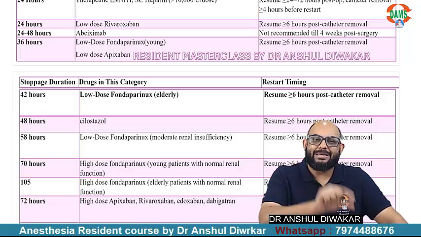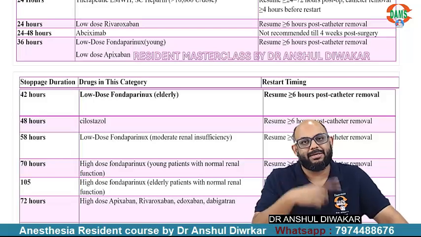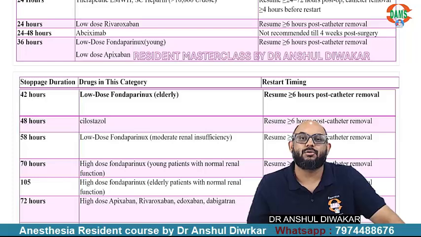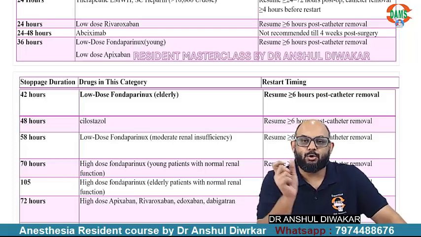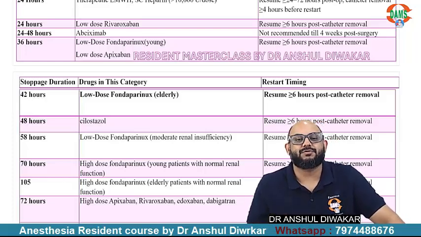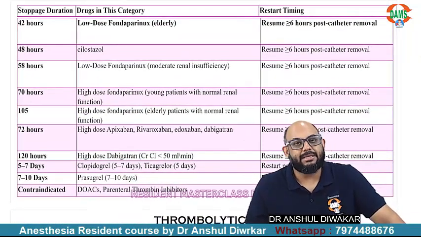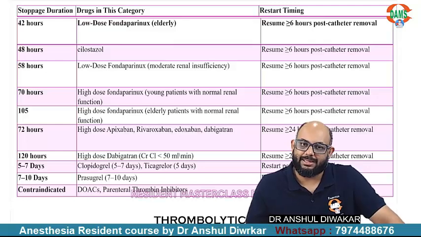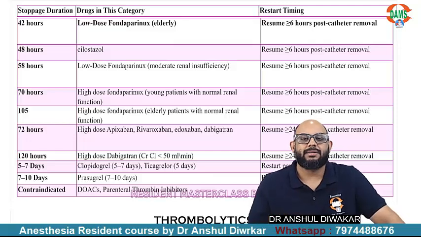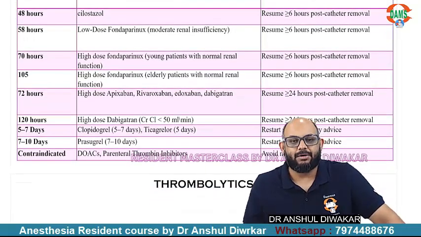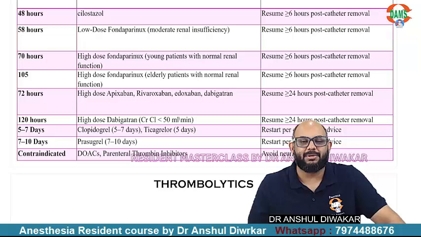24 hours. 24 to 48 hours is abciximab, again an antiplatelet agent. 36 hours is low dose fondaparinux for young and low dose apixaban. 42 hours is low dose fondaparinux for elderly. Only elderly, no renal dysfunction. 48 hours straight is cilostazol, again antiplatelet. 58 hours is low dose fondaparinux, moderate renal insufficiency. 70 hours is high dose fondaparinux, young patients with normal renal function. 105 hours is high dose fondaparinux, elderly patients with normal renal function.